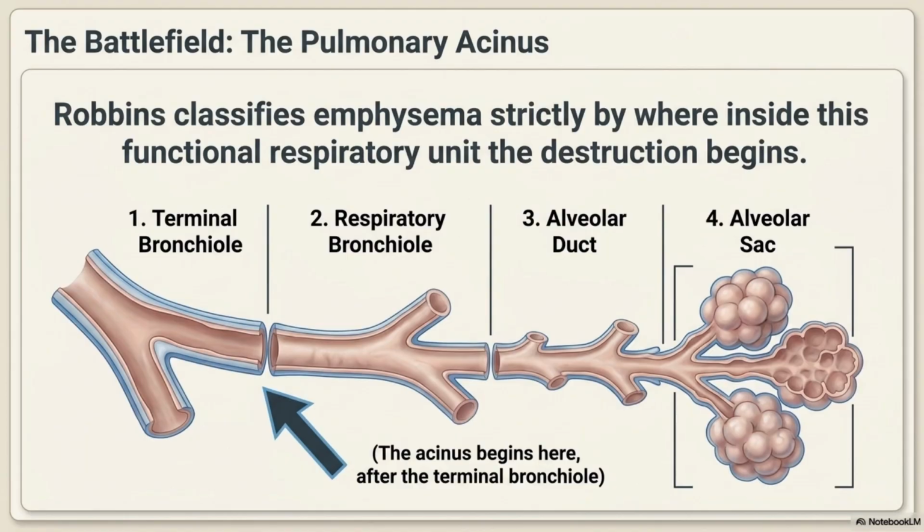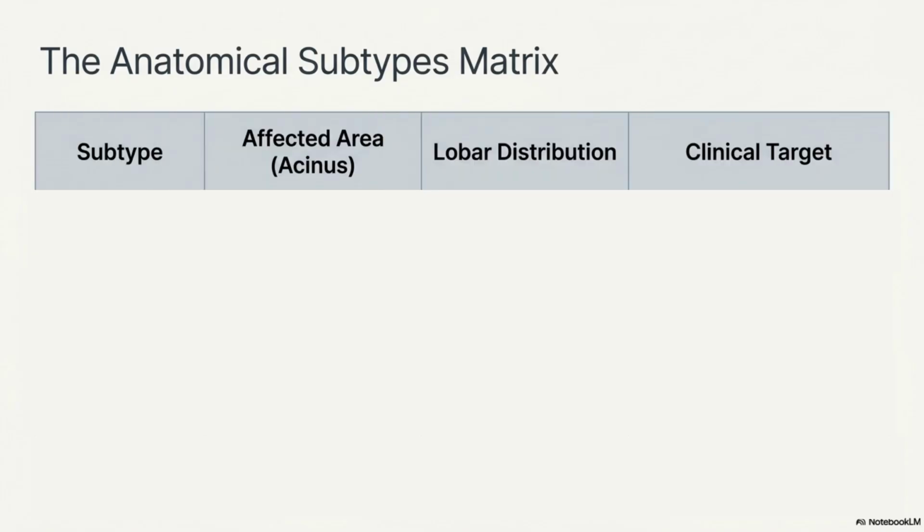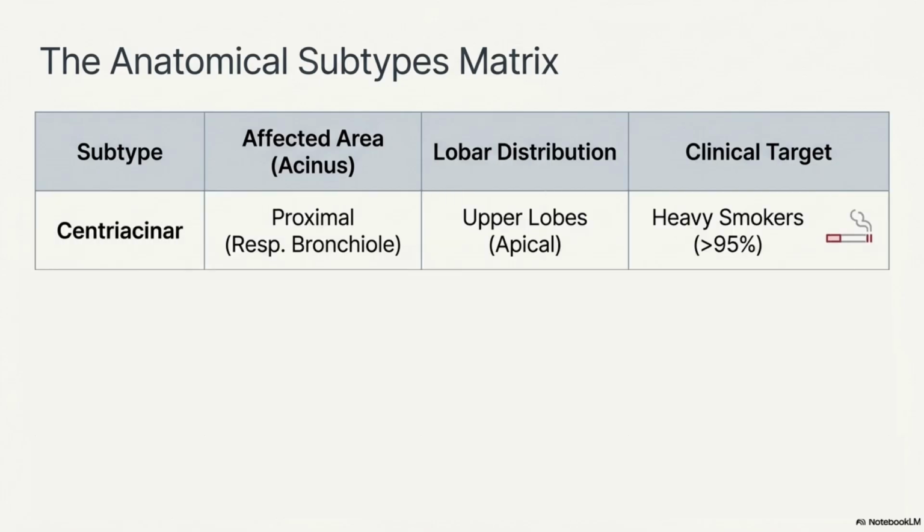Now let's break down how this destruction manifests in our anatomical subtypes matrix. We have 4 main subtypes to learn. First, centri-acinar. The affected area is the proximal acinus, specifically the respiratory bronchiole. The lobar distribution is mostly in the upper lobes or apical segments. The clinical target? Heavy smokers, representing over 95% of cases.